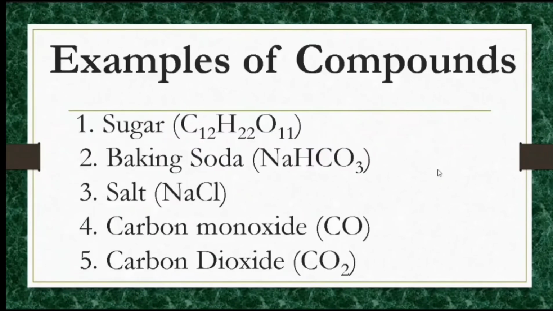Other examples of compounds and their formula are number 1, sugar, 12 atoms of carbon, 22 atoms of hydrogen, and 11 atoms of oxygen. Baking soda, 1 atom of sodium, 1 atom of hydrogen, 1 atom of carbon, and 3 atoms of oxygen. Number 3, salt, 1 atom of sodium and 1 atom of chlorine. Number 4, carbon monoxide, 1 atom of carbon and 1 atom of oxygen. And carbon dioxide, 1 atom of carbon and 2 atoms of oxygen.